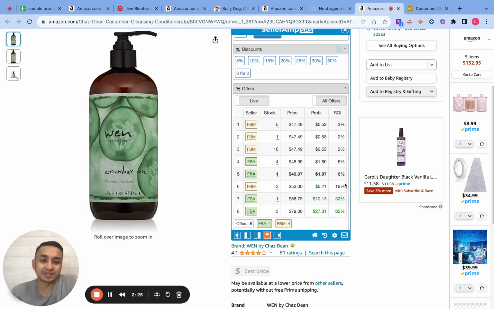As you guys can see here, people are pricing this product at $47.49, which gives you a 2% ROI. Obviously, we're not going to go for a product, sell it on Amazon, and only make 2%, or even 6%. This is way too low of a margin. To me, I usually go for products that give me at least 20% ROI. In this case, I'm going to skip this one because the ROI is pretty low for me. It doesn't give me any room for a potential price decrease. So yeah.